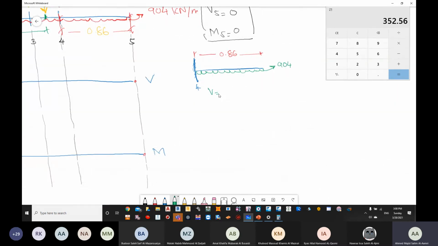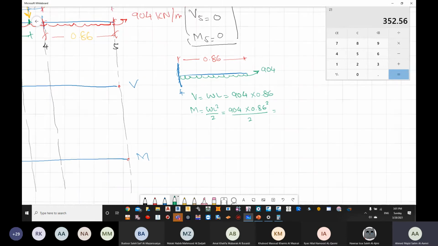We said my shear force is equal to WL. This is going to be 904 multiplied by 0.86. My moment is equal to WL square over 2, which is 904 multiplied by 0.86 square divided by 2. So it's like a direct substitution of the values.